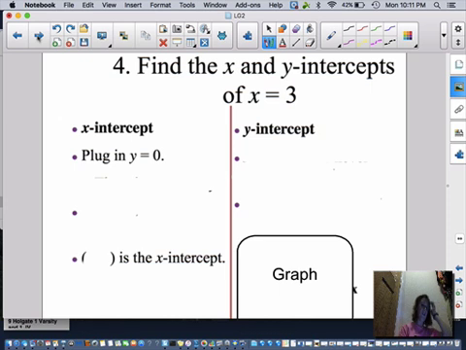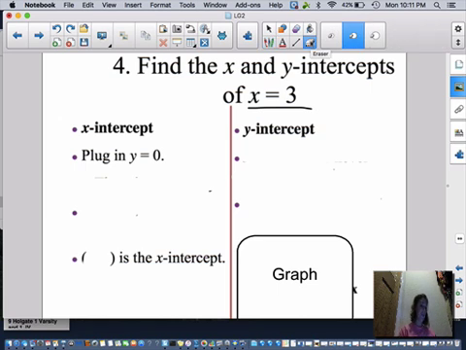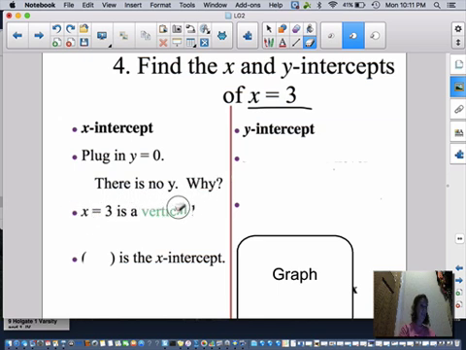All right, so now just a little bit different. If you notice, our equation is x equals 3. So if we're trying to find x and y intercepts here, to find the x-intercept, you have to plug 0 in for y. So we have a problem. There is no y. There's no y because x equals 3 is vertical. Okay, x equals 3 is a vertical line because x always equals 3.